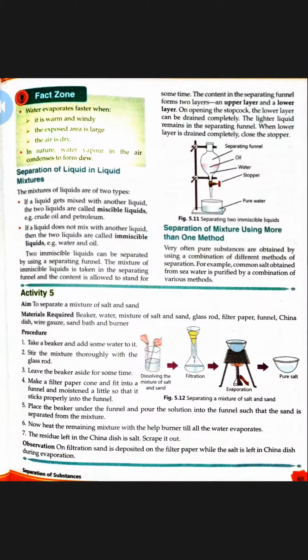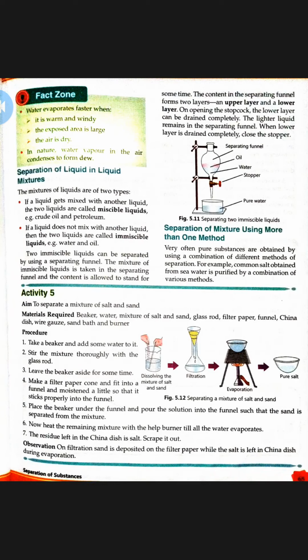Now next is how to separate a liquid from a mixture of liquids. The mixtures of liquids are of two types. First one is miscible liquids and second one is immiscible liquids. Miscible liquids are those liquids which get mixed with one another. Two liquids are said to be miscible if they can mix with one another, for example, crude oil and petroleum. And immiscible liquids are those liquids which do not mix with one another, for example, water and oil.